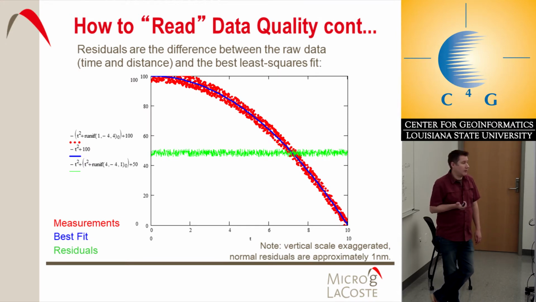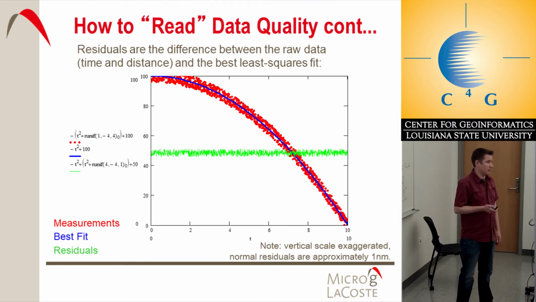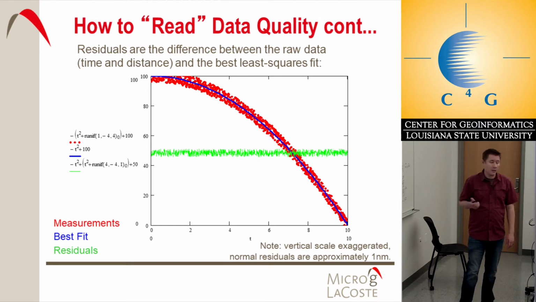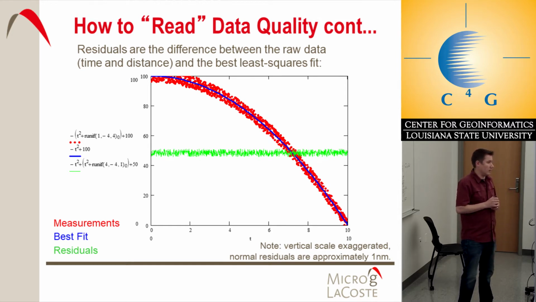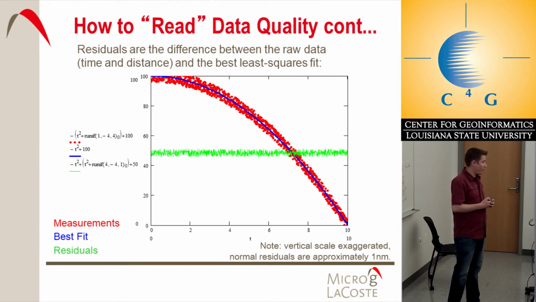Residuals is another way to tell if things are good or not. If the test mass is way far from where it should be, way far from this parabola, then things could be going wrong, such as the test mass hitting the cart. The blue line down here is the best fit.